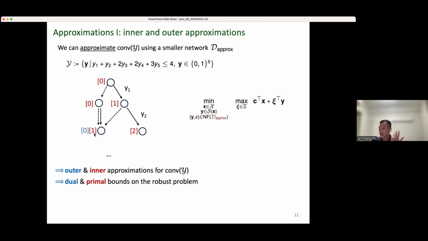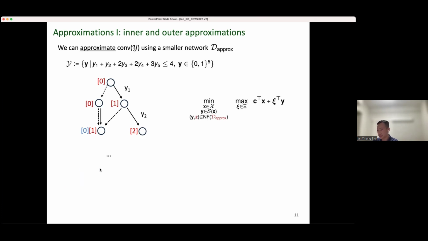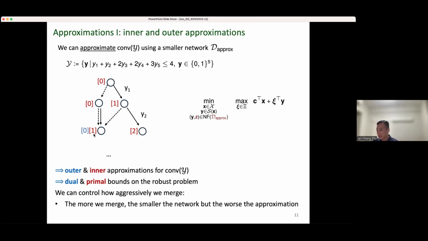Similarly, if I assign it a value of 1, this generates an inner approximation, because I'm now cutting off solutions. There might have been feasible solutions that came out of this node, but now I've cut them off by assigning it the largest state value among the nodes that I'm merging. The important thing here is that we can control how aggressively we merge, so we can define these rules. The general rule of thumb is that the more aggressively we merge, the smaller the network becomes, but the worse the approximation.